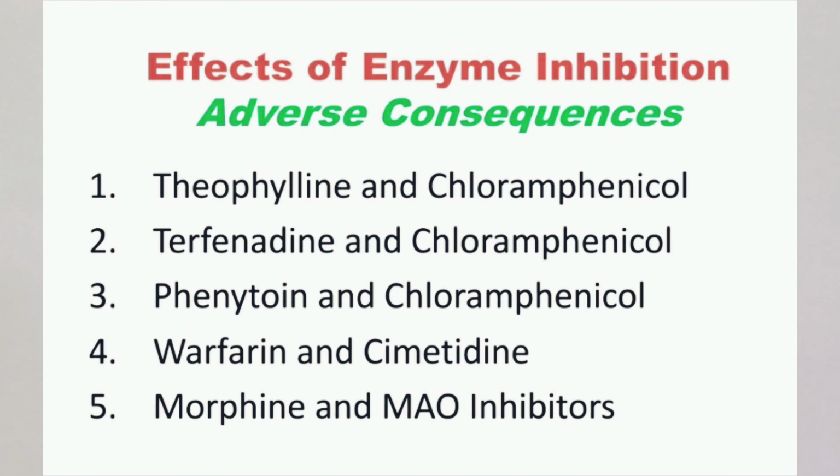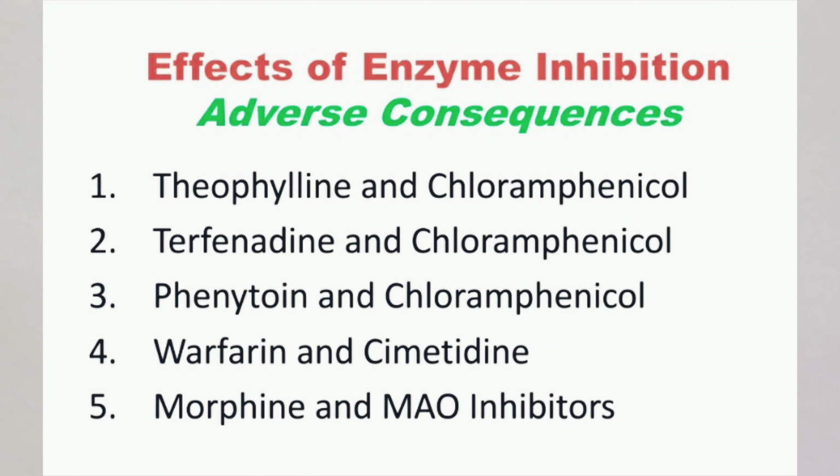So the next example is phenytoin when administered with chloramphenicol. Phenytoin toxicity can result due to enzyme inhibition caused by chloramphenicol. So this is characterized by severe ataxia and other signs and symptoms. So next example, warfarin when administered with cimetidine. So cimetidine, which acts as an inhibitor of hepatic enzyme, increases the concentration of warfarin, and warfarin has a narrow therapeutic safety margin.